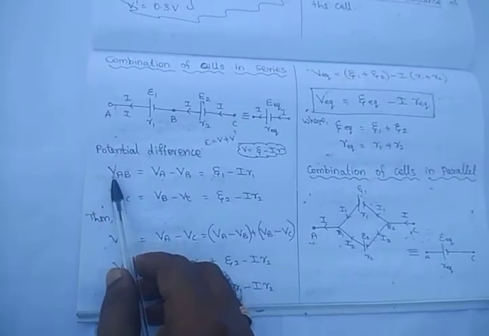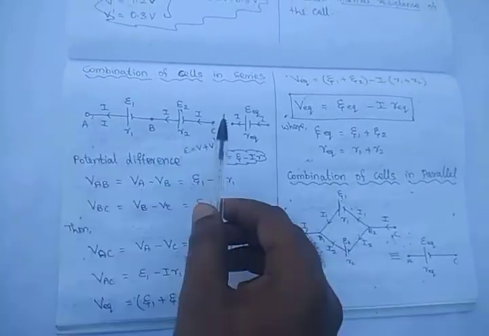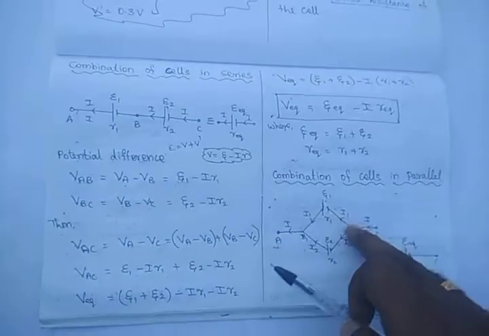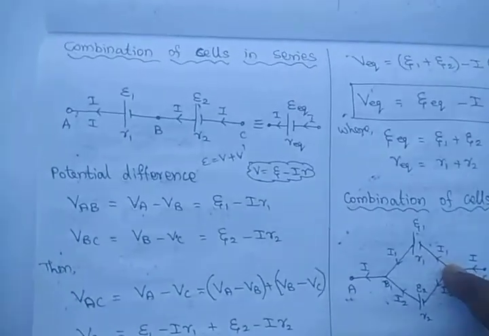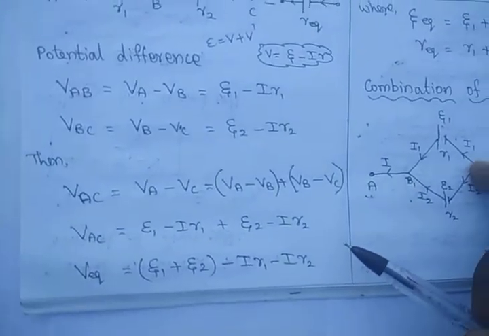First you have to find the potential difference between A and B, and B and C, and then A and C. So rewrite these equations, and we are able to find the derivation for these things.